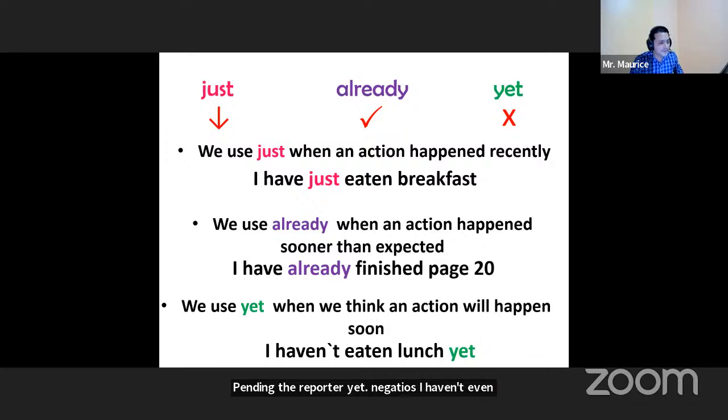Okay, so let me stop this for a while and you tell me if you have any question, please. ¿Alguna pregunta con las tres palabras que vamos a utilizar en el present perfect? Remember, already, just, and yet. Please, you tell me. Question.